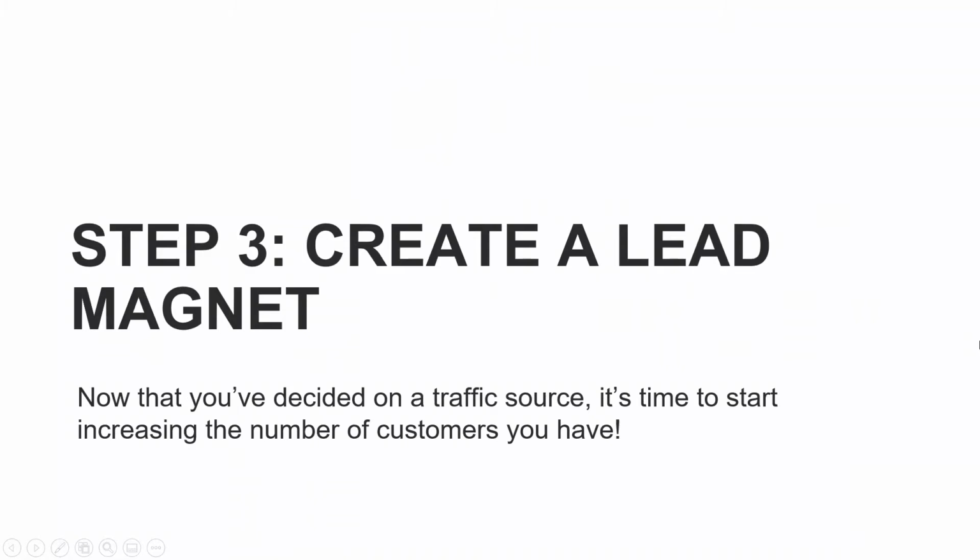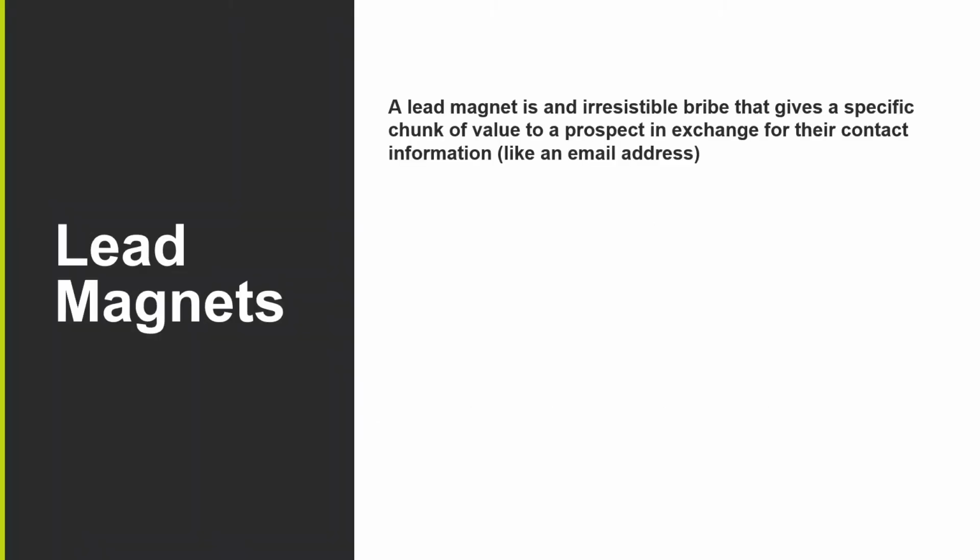So step 3 is to create a lead magnet. So once you decide on your traffic source, you need to have some kind of bribe or value in advance content that will get people to opt into your funnel. And this is part of what you'll put into your ad as well. It's an irresistible bribe that gives a specific chunk of value to a prospect in exchange for their contact information.